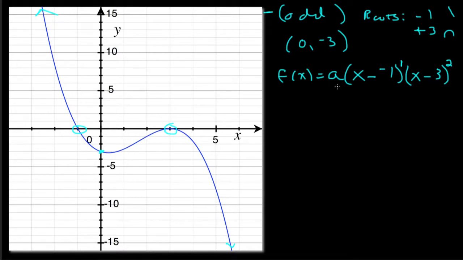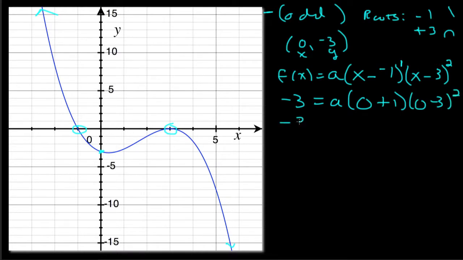To find out the a term, I'm going to use x and y plugged into my function and solve for a. Negative 3 equals a, 0 plus 1, 0 minus 3 squared. Simplifying, negative 3 equals a, 1 times negative 3 squared is 9. And I wind up with a equaling negative 3/9, which is negative 1/3.